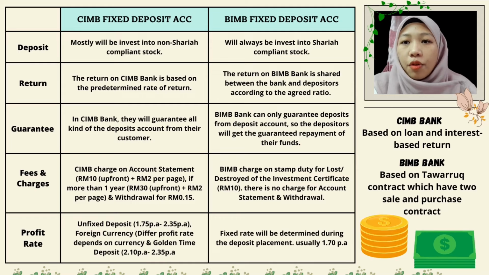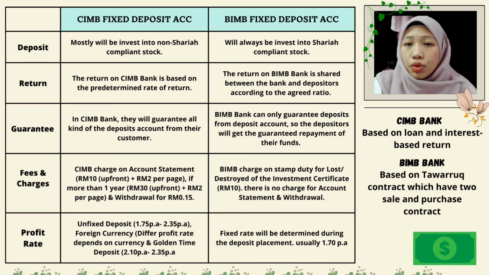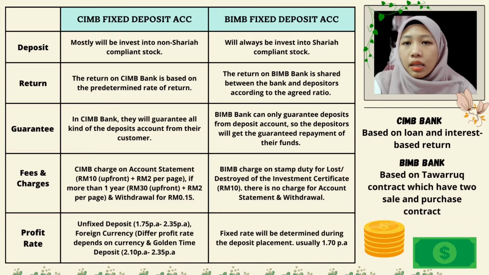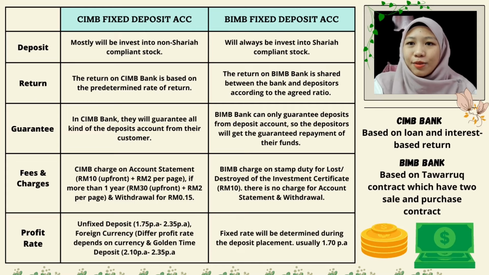While for the profit rate for Bank Islam, the fixed rate will be determined during the deposit placement, or usually the profit rate is 1.70 per annum. Okay, that's all my part. Thank you.